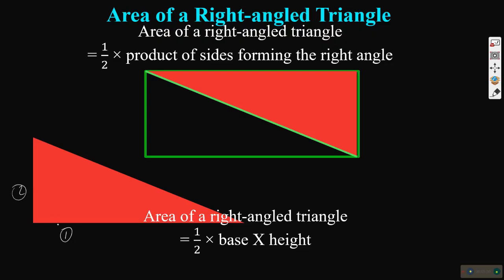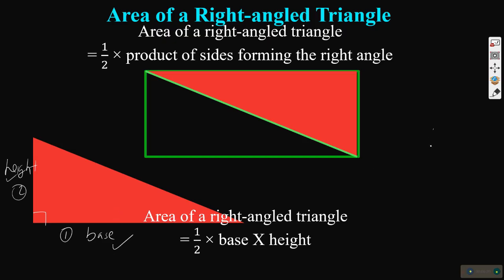So instead of saying that, we can call this the base of the right angled triangle and this the height of the right angled triangle. Basically, it is the product of the sides forming the right angle. So in general, we say the area of a right angled triangle can be calculated by the formula half into base into height, because we named this as base and the other as height.